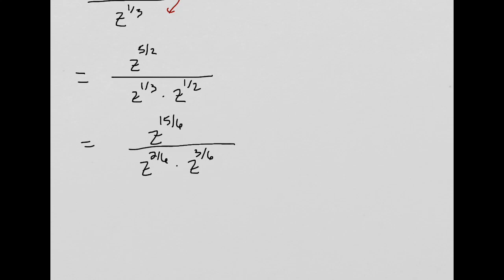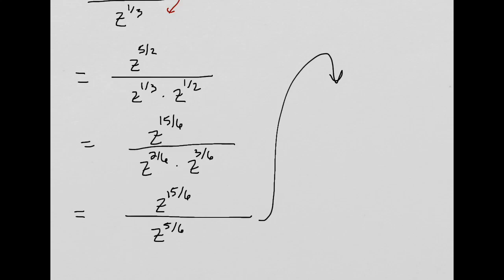Okay, then I'm going to consolidate. That's my last step. So the top is going to stay the same. The bottom, when I multiply my z's together, I'm adding the exponents, so I get z to the 5 over 6. And then I'm just going to continue consolidating. So notice now I've got z's divided by z's, so I'm going to subtract those exponents.